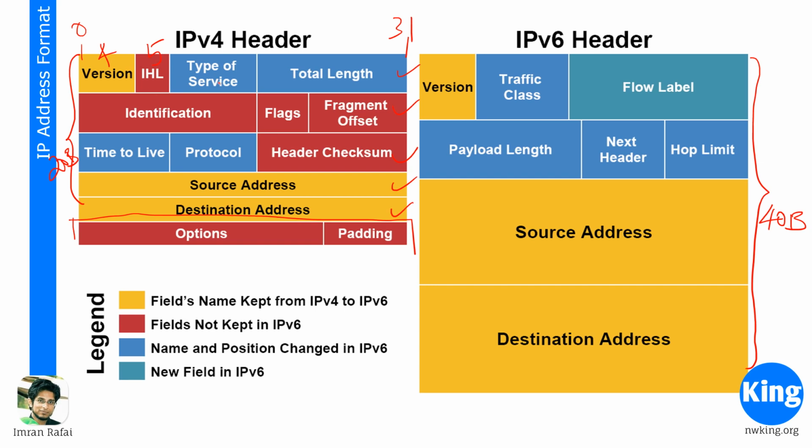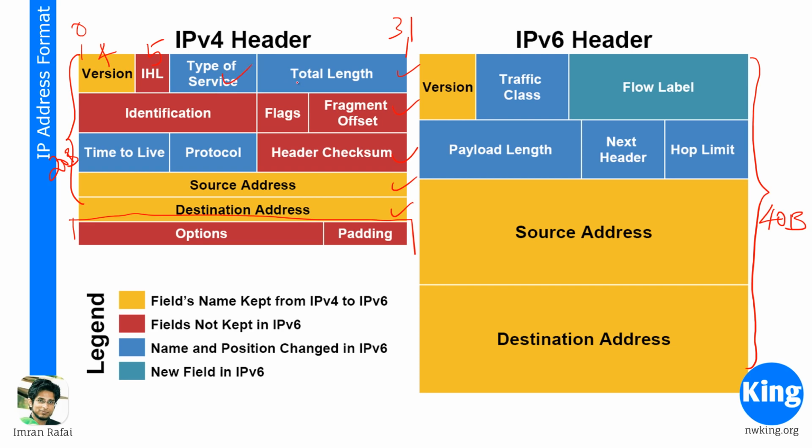Then type of service. Type of service is a field which tells if this packet is a special packet, if it's voice traffic, for instance. Voice traffic obviously has more priority over data traffic, right? So if you have Cisco VoIP phones, then VoIP phone packets will have more priority. So this is a field which will tell if this is priority traffic.